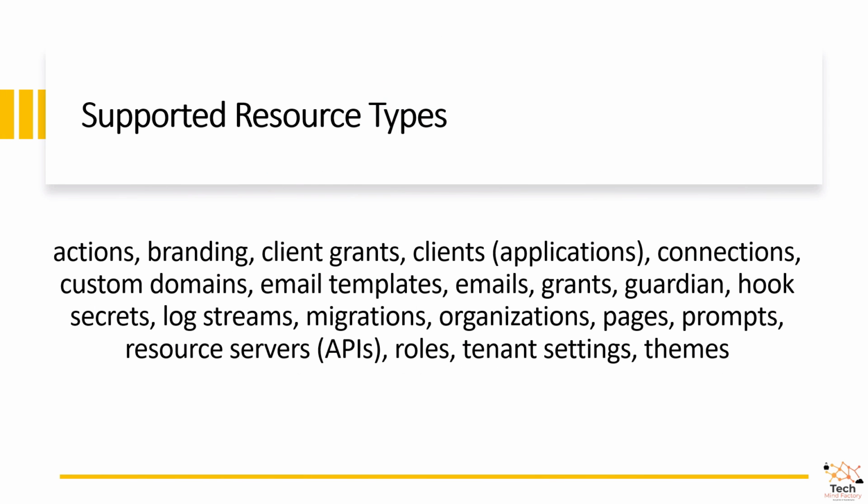So now let's look at supported resource types when it comes to Auth0 Deploy CLI. We can utilize this tool to automate deployment and configuration for things like Auth0 actions, branding, clients, connections, hooks, secrets, and also tenant settings. So a lot of different things. And now the thing is that it's up to us to decide which of those we want to really automate. And it strictly depends on the process that we have in our organization.